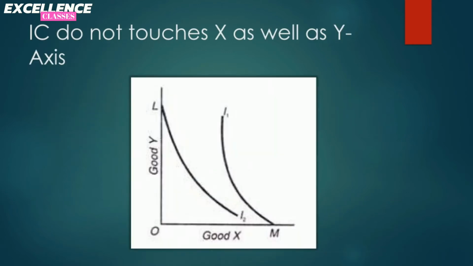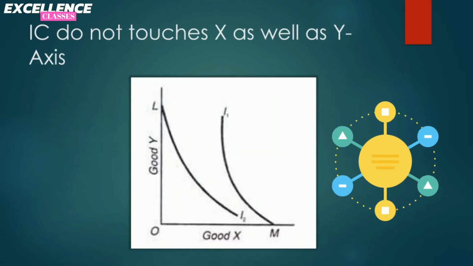The last one is IC neither touches the X-axis nor the Y-axis. As IC analysis considers the consumption of two goods, if IC touches the Y-axis, it would mean that the consumption of good X is 0. Likewise, if IC touches the X-axis, it would mean that the consumption of good Y is 0, which is not possible in the case of IC. This can be represented by the following diagram.